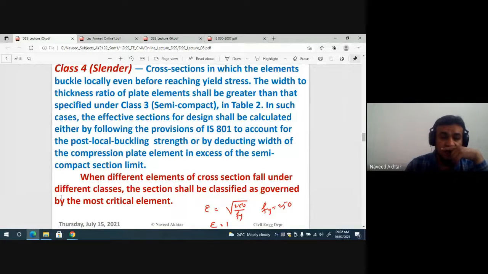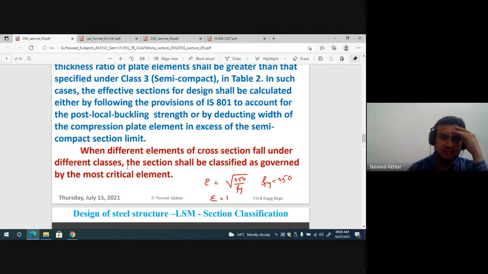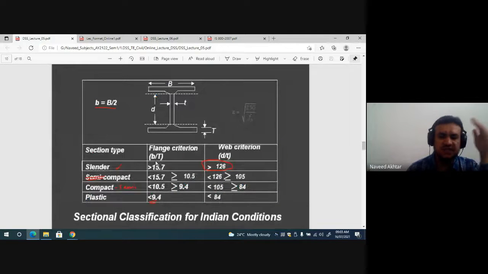When different elements of a cross section fall under different classes, the section shall be classified as governed by the most critical element, either in the web or in the flange, whichever is critical. If one part of the section is plastic and one part is compact, then we consider the section as compact. If one part is compact and another is semi-compact, then we consider the section as semi-compact. That is written here.